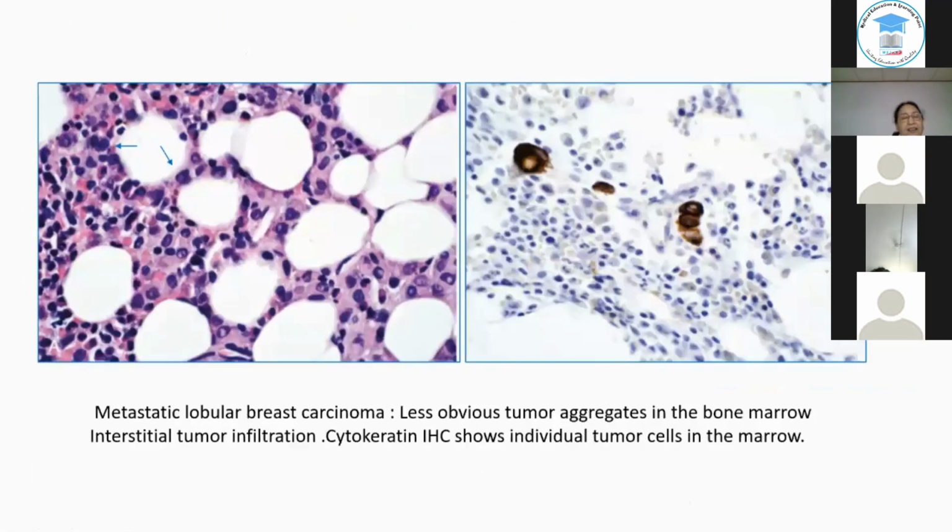Metastatic carcinoma, breast carcinoma, we generally get very less obvious tumor cells. It shows the interstitial infiltration with normal hemopoietic elements here, and cytokeratin shows individual tumor cells in the marrow. So this is one of the difficult diagnoses to make.